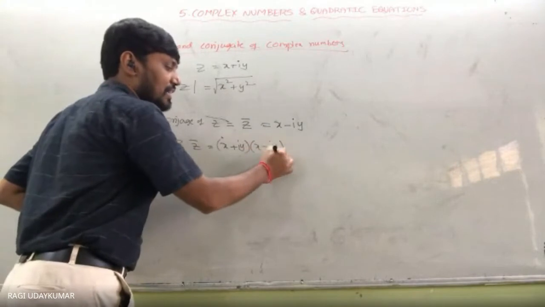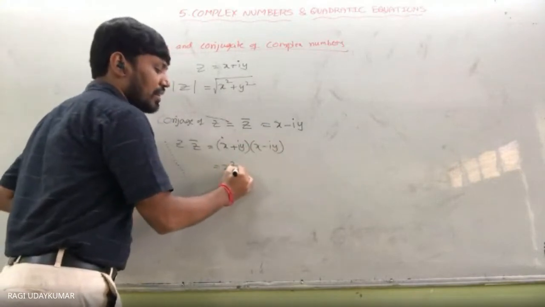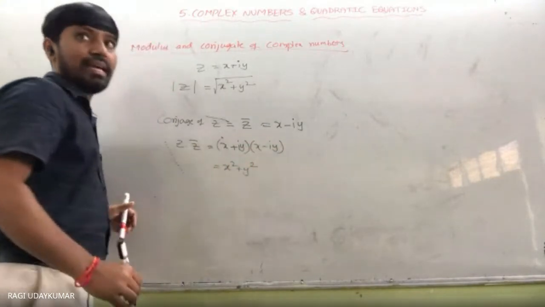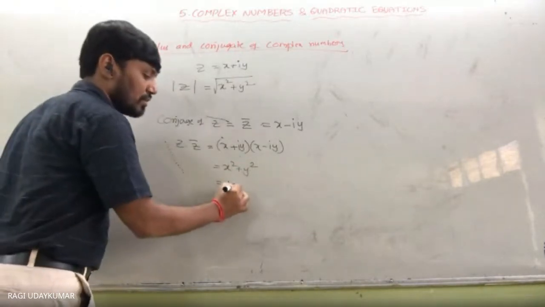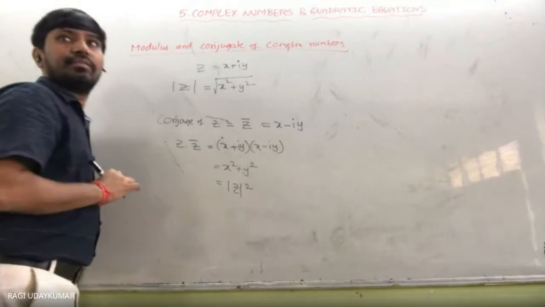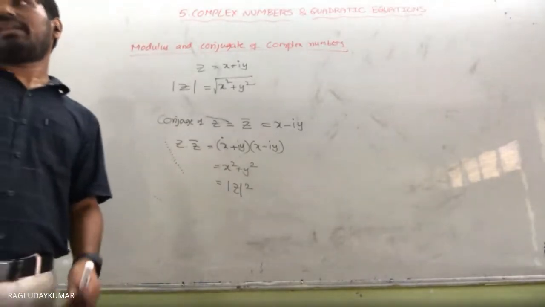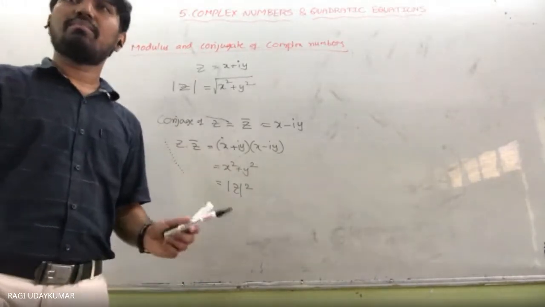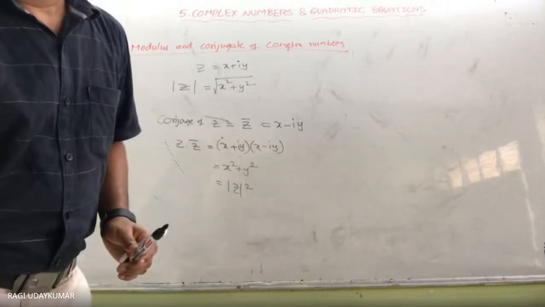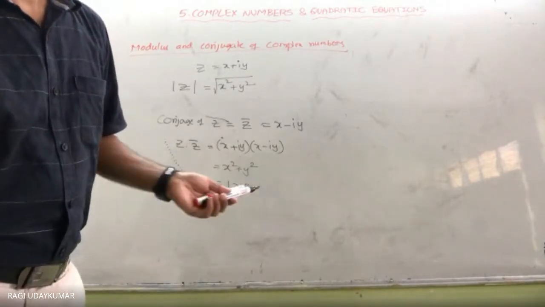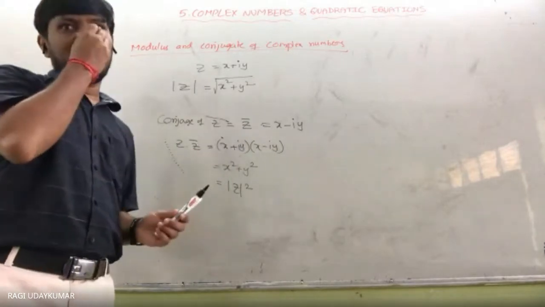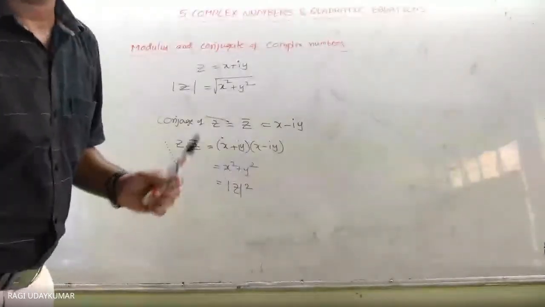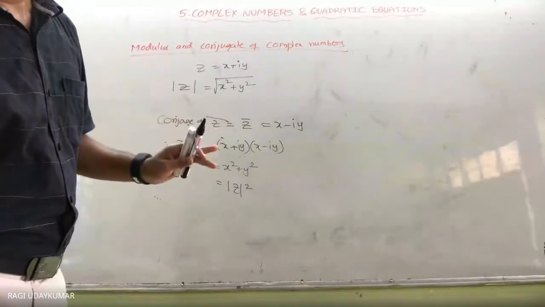The product of both will be x square plus y square. What is this x square plus y square? It is the square of the modulus. So this is about the simple modulus and conjugate of a complex number.